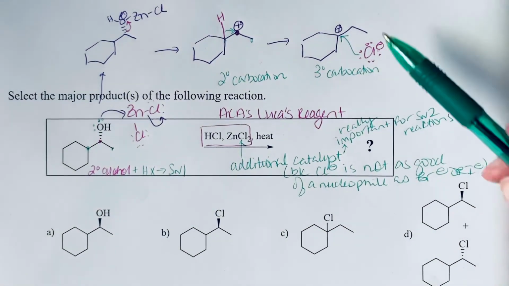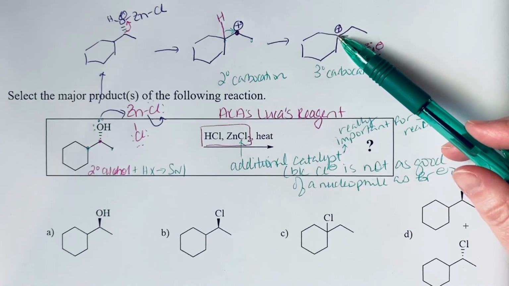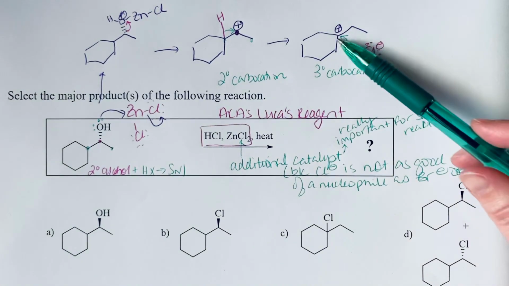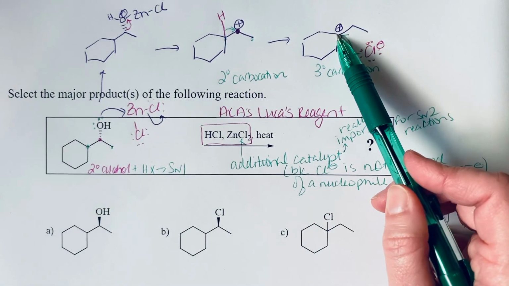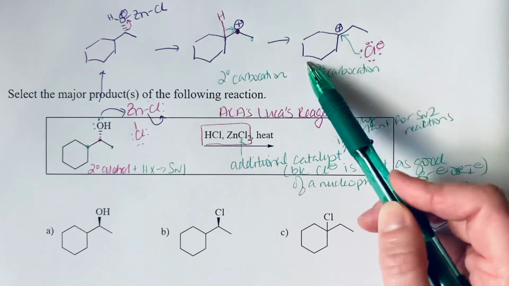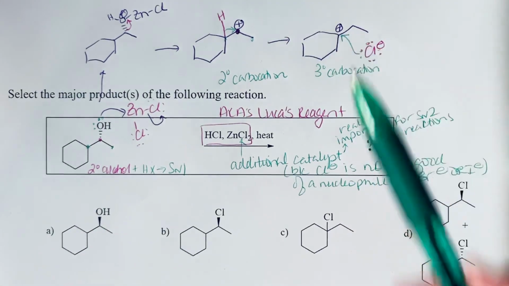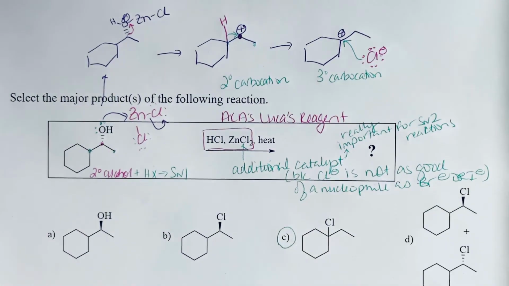So this carbocation is flat, and so the chloride can attack from either side. If this were going to be a chiral center, we would see that we would form both enantiomers. This is not going to be a chiral center though because of the symmetry around the ring. So we're just going to form one product, and that product will be this structure here, C.